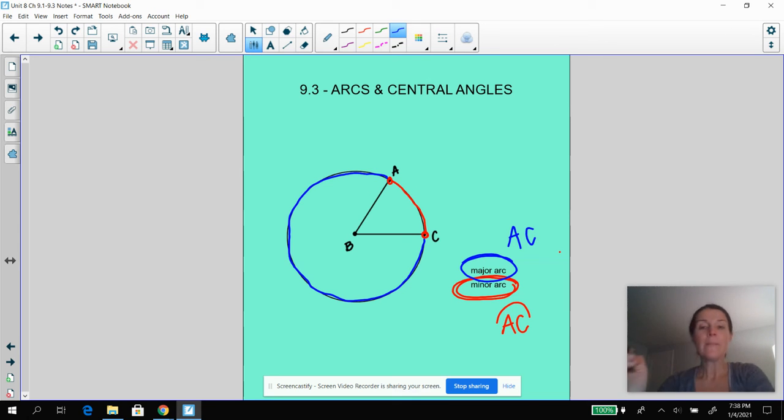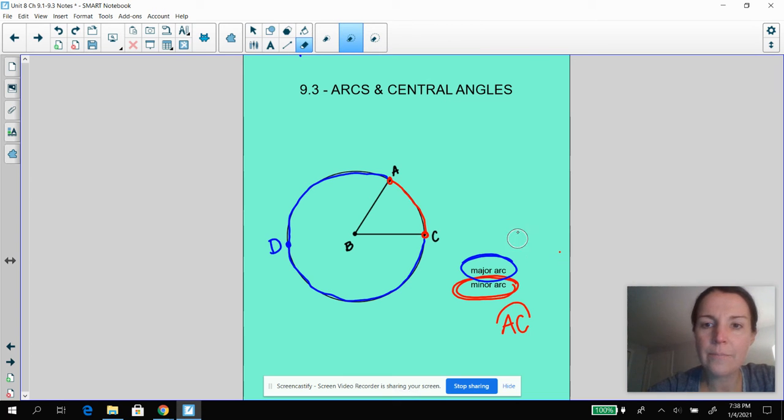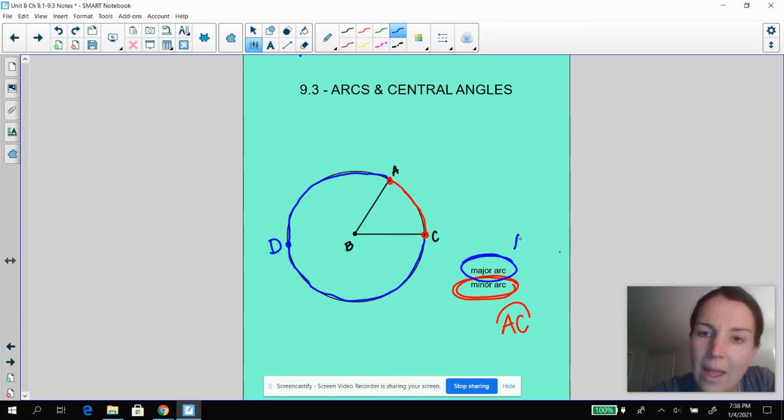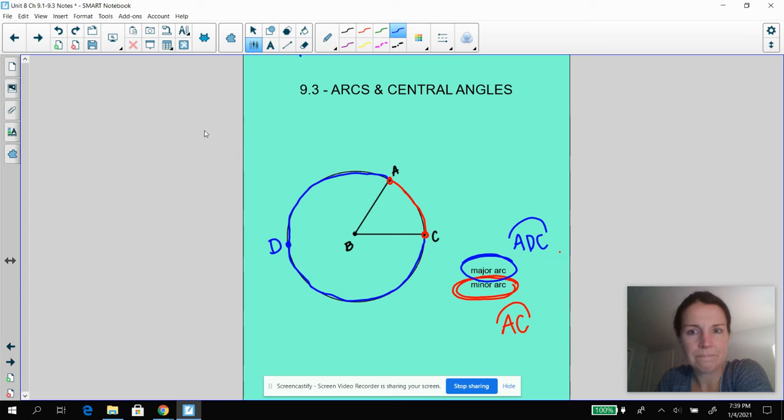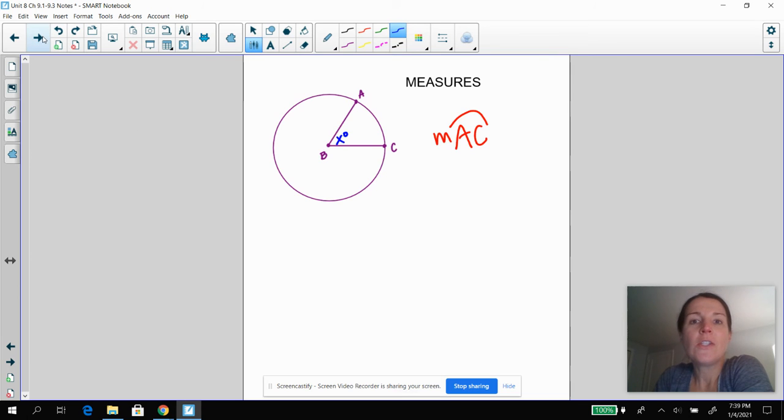A to C, it gets confusing because I don't know which one you're talking about. So usually you would add in a letter like that. So I would call this arc ADC, and you just put the arc over both of them. Cool. All right. So now we have yet to talk about a central angle.